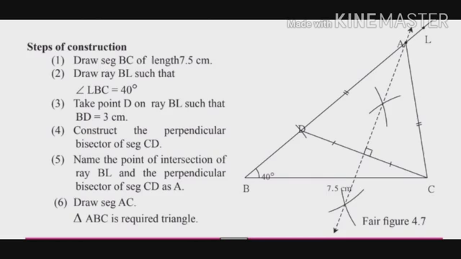Next step, that means fifth one, name the point of intersection of ray BL and the perpendicular bisector of CD as A. That means you have to extend this perpendicular bisector and the angle ray up to the point where they intersect each other. Take that point A. Next step is number 6, draw segment AC. Then you have to join the point AC and draw segment AC. Then this is your required triangle ABC.